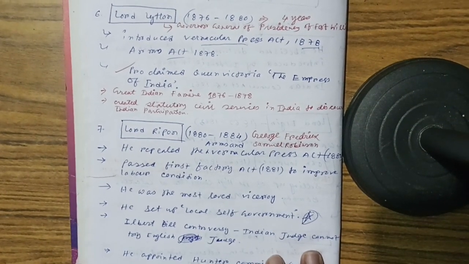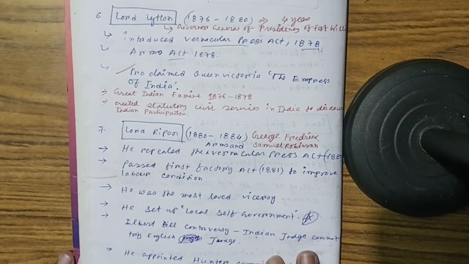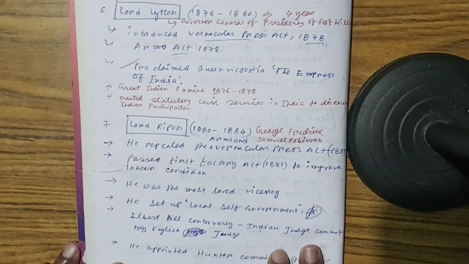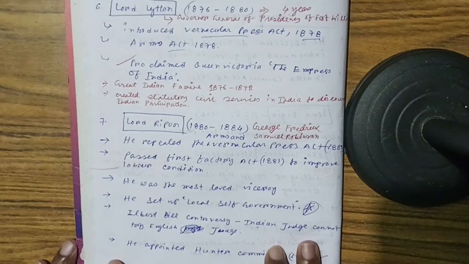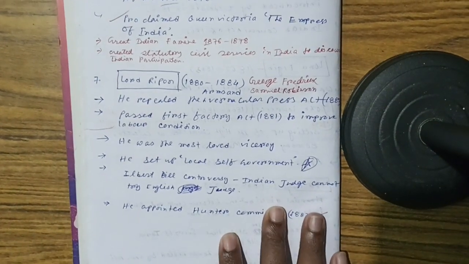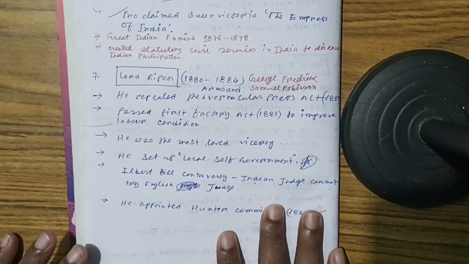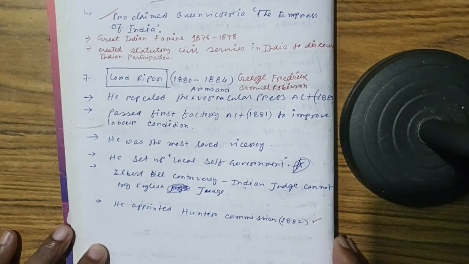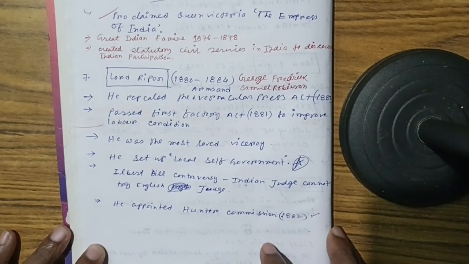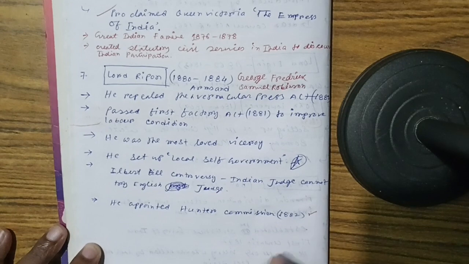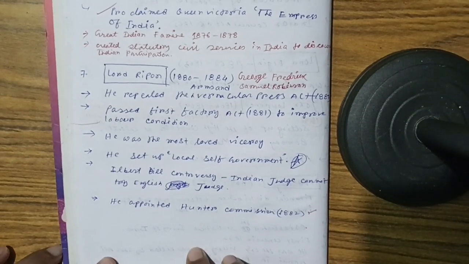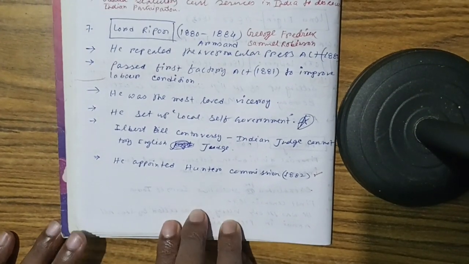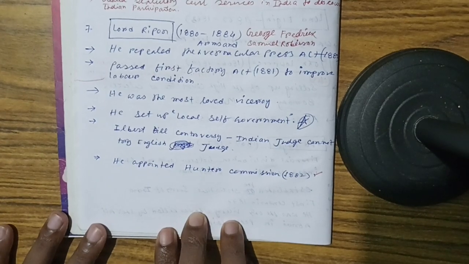Lord Ripon, 1880 to 1884. Actual name was George Frederick Samuel Robinson, and the most loved viceroy in India. He repealed the Vernacular Press Act in 1882, passed the first Factory Act in 1881, and improved the labor conditions. He was the most loved viceroy. He set up local self-government. That's why he is considered the father of local self-government.